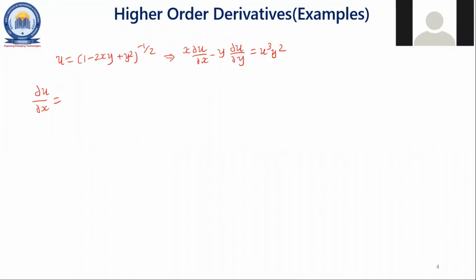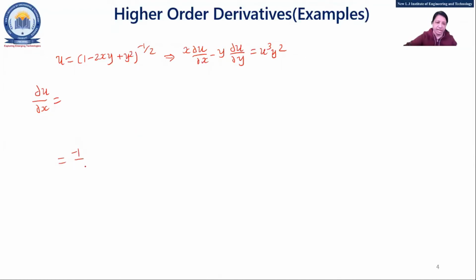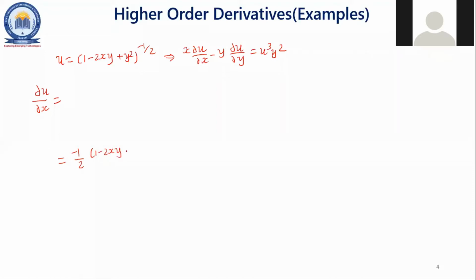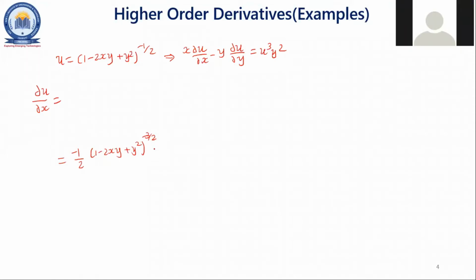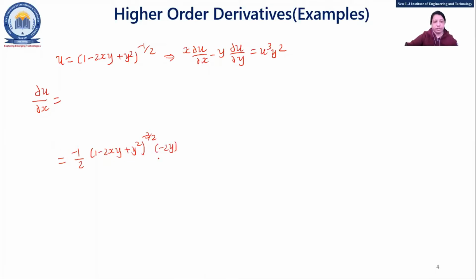Minus 1 by 2, 1 minus 2xy plus y square raised to minus 3 by 2, into minus 2y. I'll write down minus 1 by 2. Yeah, 1 minus 2xy plus y square raised to 3 by 2, minus into minus 2y. Minus 2y. Fine. Okay. So is there a doubt in this? Anyone? Is there any doubt in the answer? Or are all of you getting the same answer?